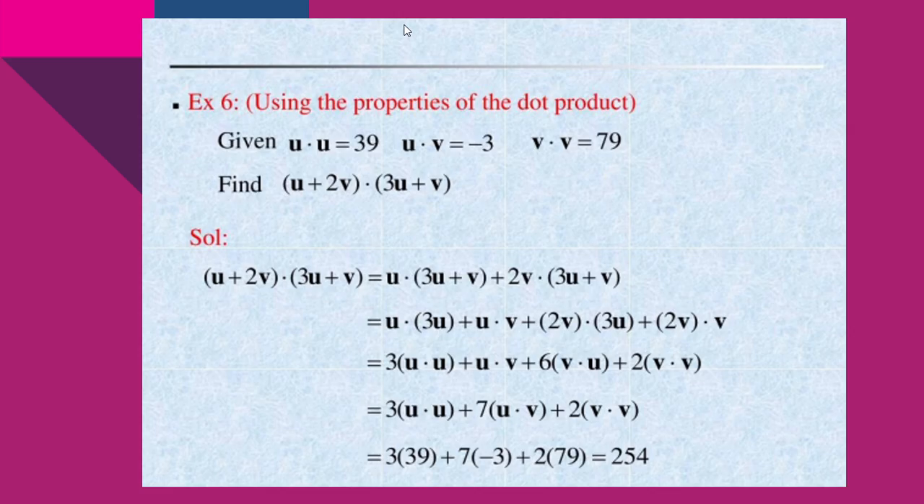Using the distributive property of the dot product, after expanding and simplifying, we get 3 times u dot u plus 7 times u dot v plus 2 times v dot v. Plugging in the given numbers, 3 times 39 plus 7 times negative 3 plus 2 times 79, which equals 117 minus 21 plus 158, giving us a final answer of 254.